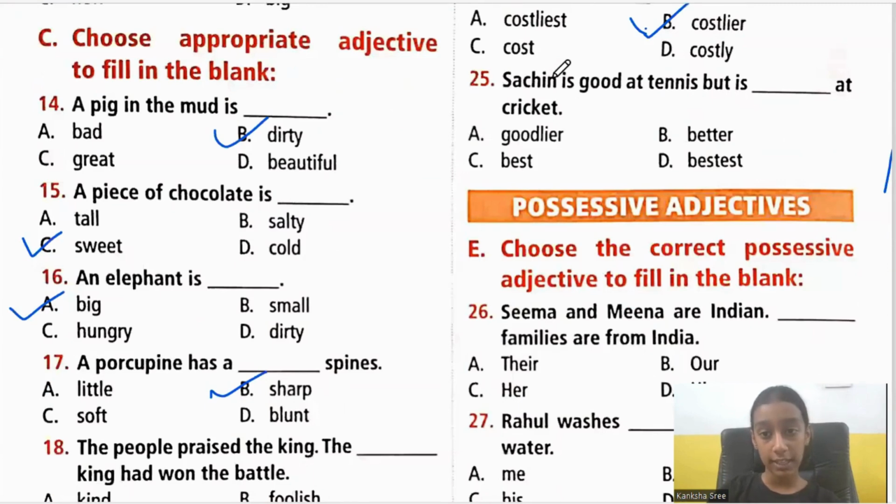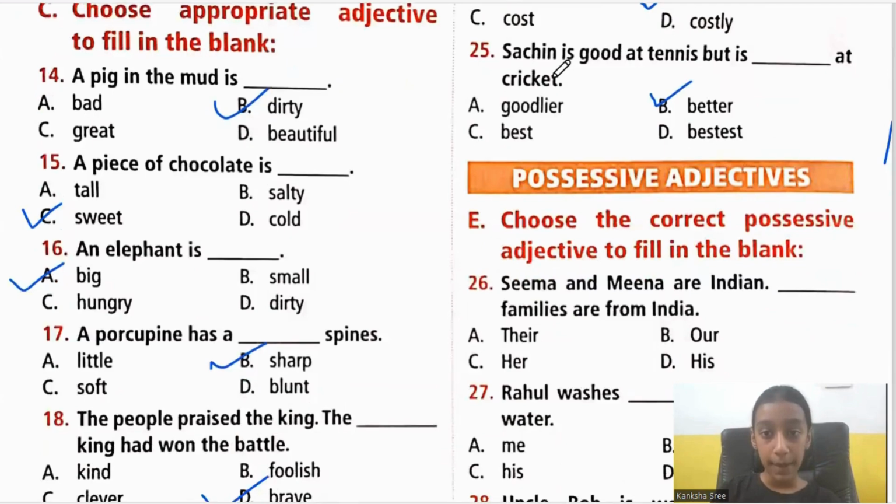Sachin is good at tennis, but is dash at cricket. Is it goodlier, better, best, bestest? Okay, here let me tell you, it is good, better, best, children. So these are the 3 degrees. It's not good, gooder, or goodest. So here we are comparing two things, good, better. So better is the comparative form of good. So it is option B. Sachin is good at tennis, but is better at cricket.